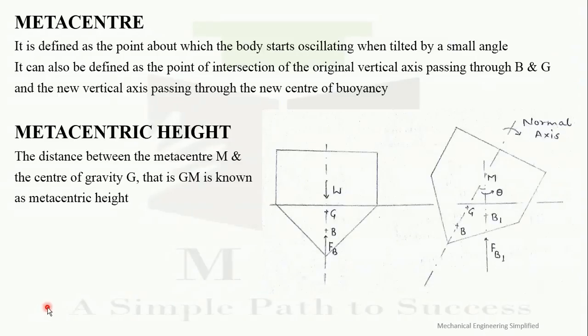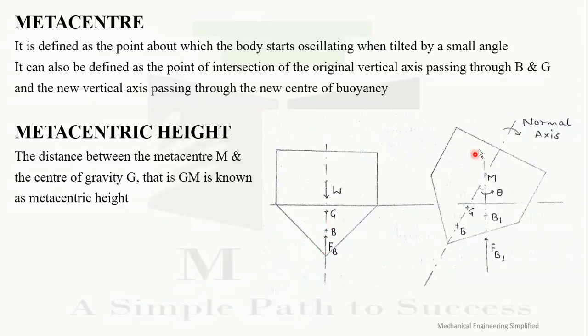Then we have one important term that is known as metacenter. What is it? It is defined as the point about which the body starts oscillating when tilted by a small angle. First of all, let me tell you, this metacenter concept comes when the body is partially immersed in any fluid. Suppose this is a free liquid surface and this is a body originally at rest. This is the center of gravity, the weight is acting downward, and this is the center of buoyancy, the buoyancy force is acting upwards.